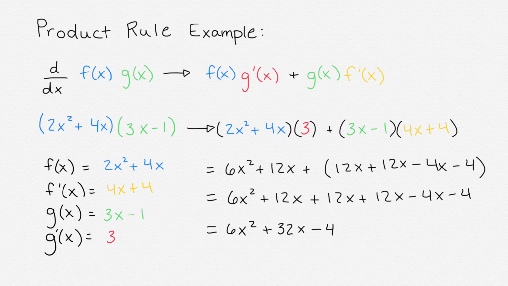Here we have an example of the product rule. The rule and the different components are shown at the top. The function we have been tasked with is 2x squared plus 4x, times 3x minus 1. We then identify the different pieces, f of x being 2x squared plus 4x, and g of x being 3x minus 1, and then take the derivatives of those pieces in the lower left. Finally, we put all of the pieces back together as the rule dictates, and then simplify.